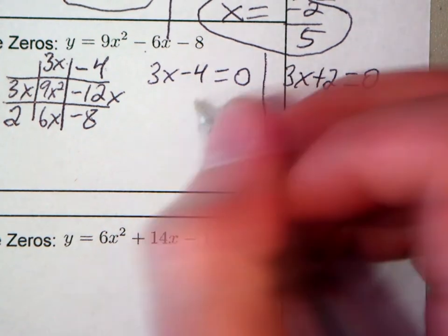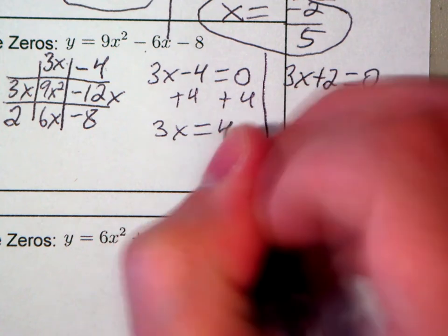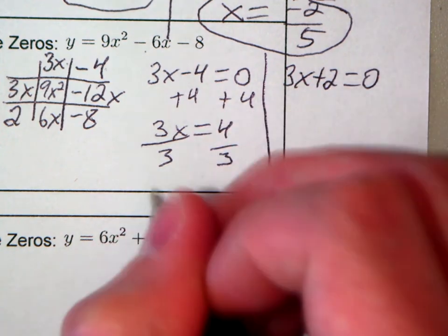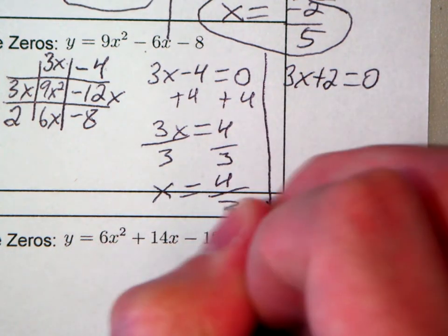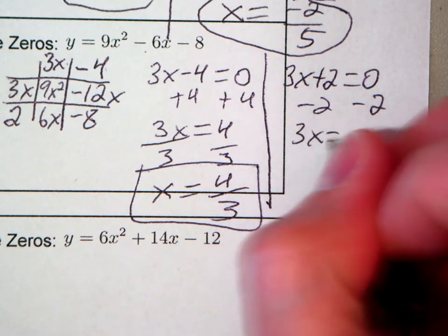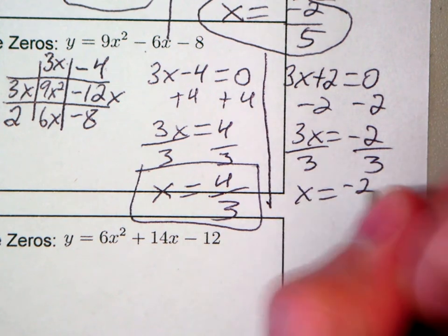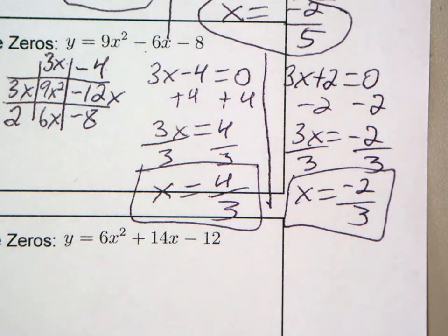These are both two-step equations. I can add 4 to both sides. 3x is equal to 4. Divide by 3. X is equal to 4 thirds. And on the right, minus 2, minus 2. 3x is equal to negative 2. Divide by 3, divide by 3. X is equal to negative 2 thirds. Leaving them as fractions is probably your best bet.